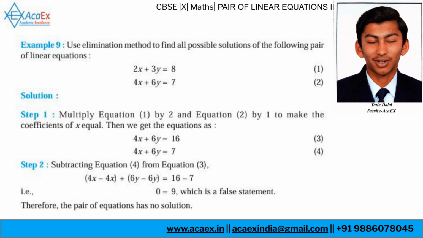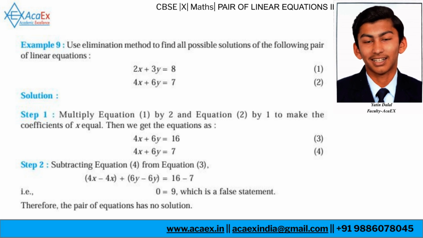Example 9. No solution with elimination. Let's use the elimination method for the equations 2x plus 3y equals 8 and 4x plus 6y equals 7. Multiply the first equation by 2 to make the coefficients of x equal. We get 4x plus 6y equals 16. Subtracting the second original equation, 4x plus 6y equals 7, from this new equation results in the false statement 0 equals 9. Therefore, the pair of equations has no solution.